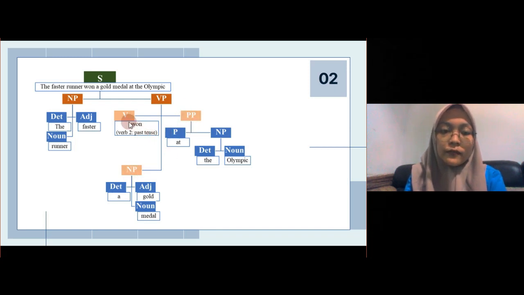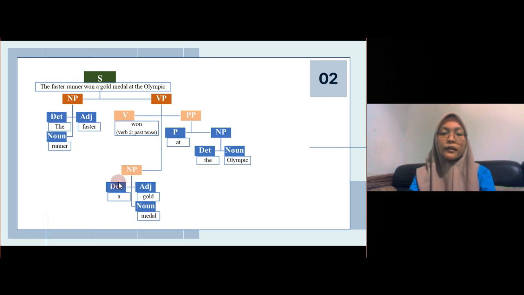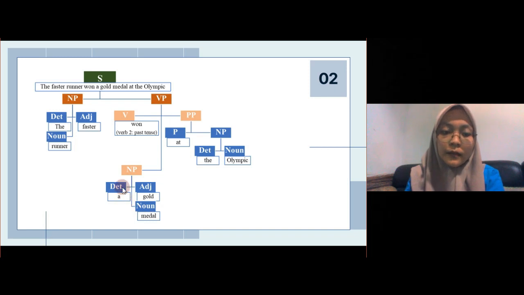One is the verb, verb 2 of the word win, and then the noun phrase contains determiner, adjective, and noun, which is: a is a determiner, gold is an adjective, and medal is a noun. And the last node is the prepositional phrase, at the Olympic. At is a preposition, and there is the noun phrase the Olympic, in which the is a determiner and Olympic is a noun.